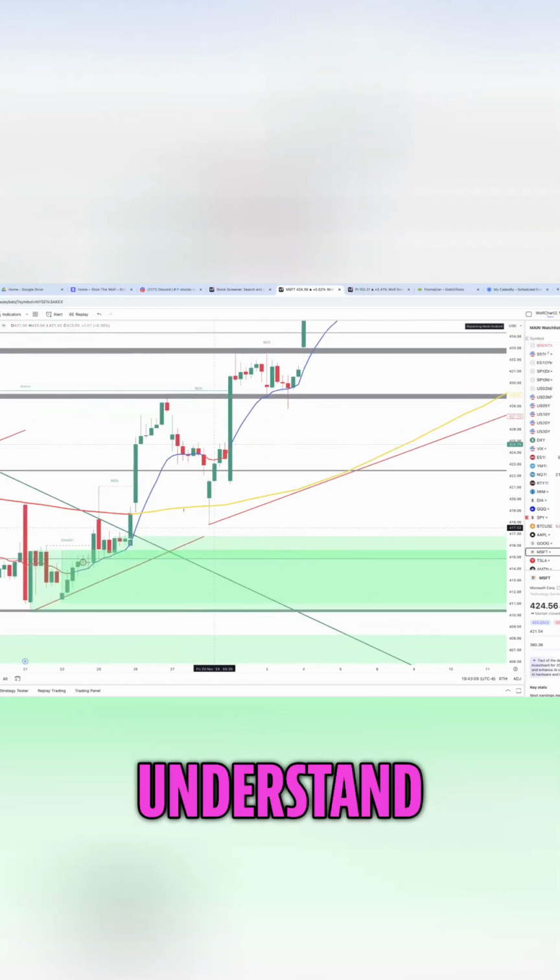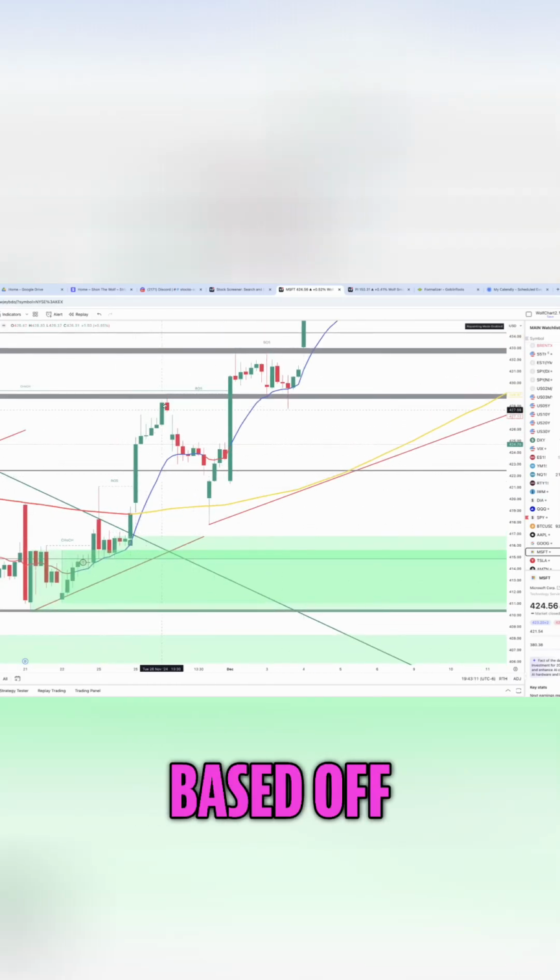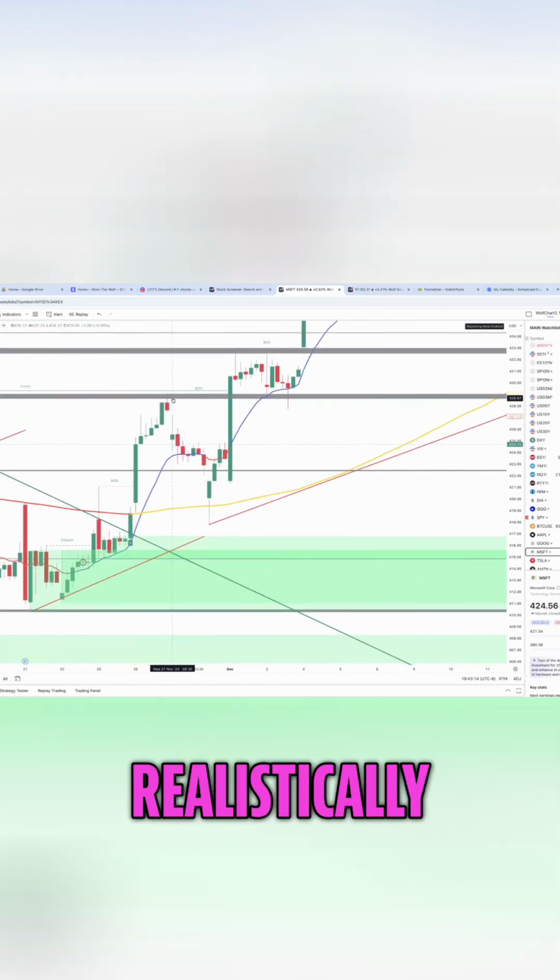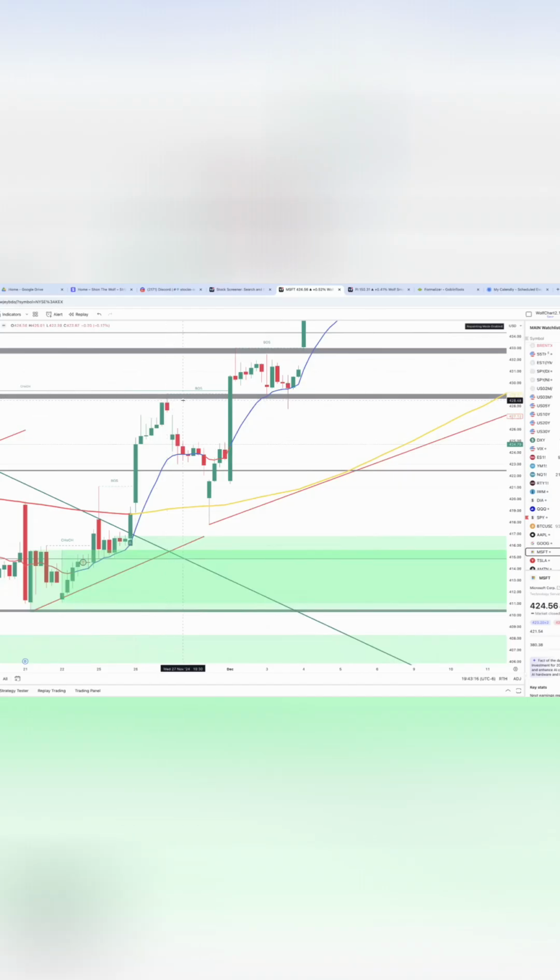So do you understand how I'm picking my strike range based off of what's realistically attainable as far as a target? Do you get that? I can't hear you. Yes, sir.